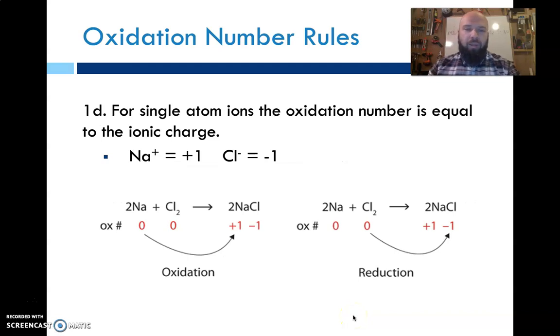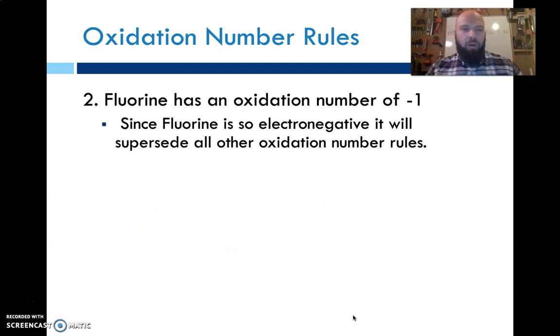For a single atom, oxidation number is always equal to the ionic charge, so if you just have sodium ions, then the sodium has a positive 1 charge, so sodium's oxidation number is +1. And chlorine's would be -1 if it was just a chlorine ion. Okay, moving on to the second hierarchy. So number 1 kind of sets the grounds.